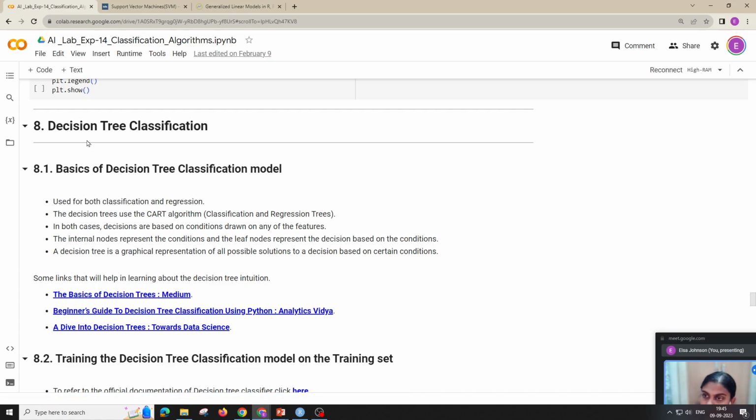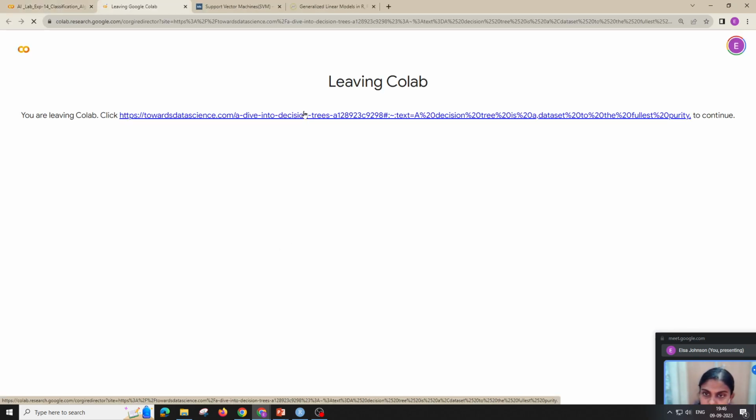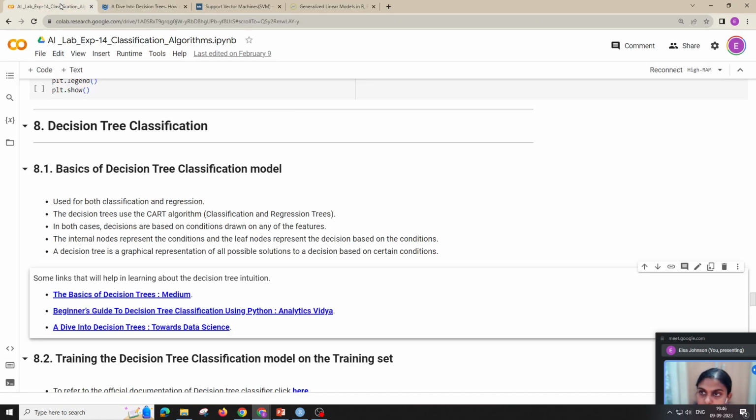Okay, so the next one is a decision tree. Okay, so it's used both for classification and regression, so they use classification and regression trees. Okay, so for that I think I will look at this particular thing. Okay, so a decision tree is a graphical representation of all possible solutions to a decision based on certain conditions.